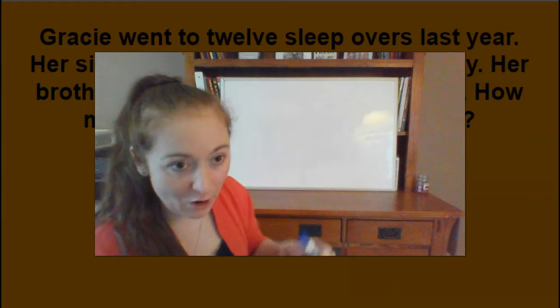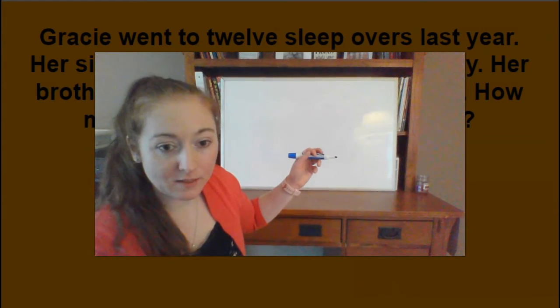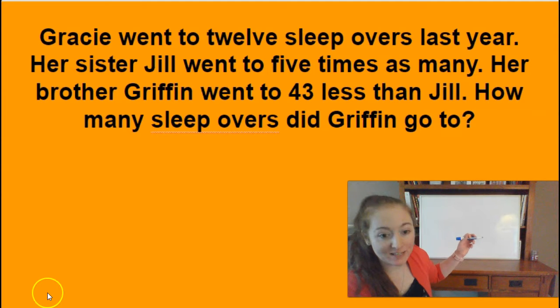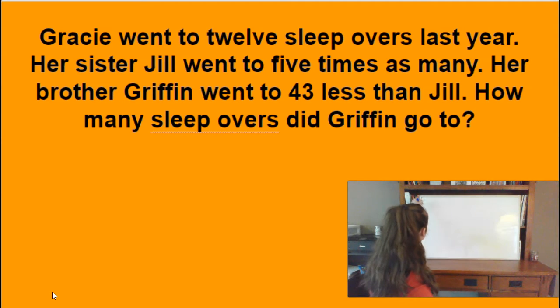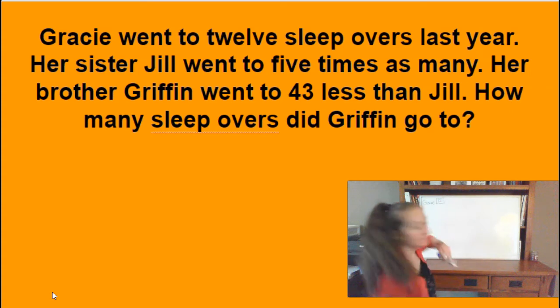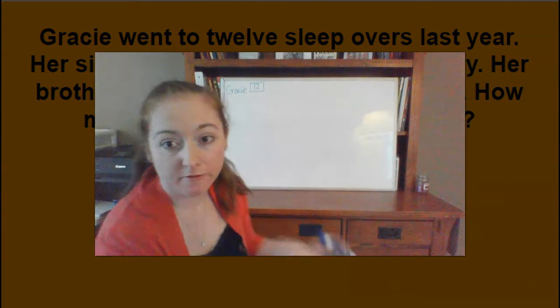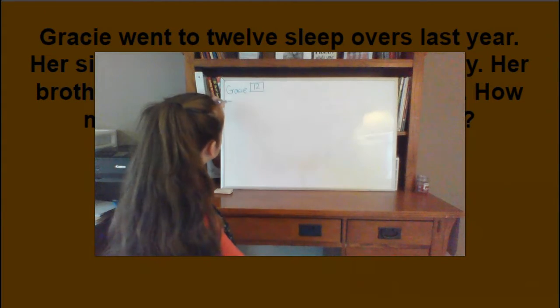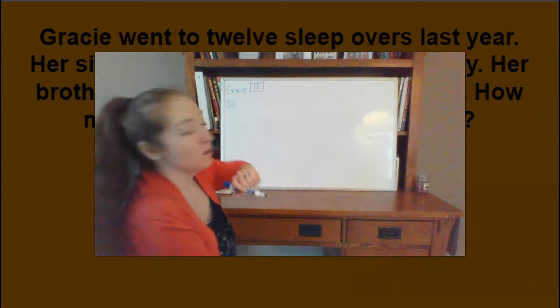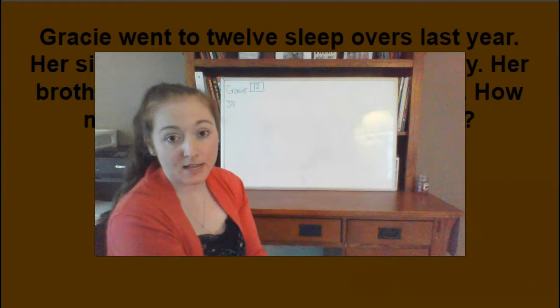So the first thing that we know is that, let's look back at the question because I already forgot. Oh, Gracie. Gracie went to 12 sleepovers. That's our given. So I'm going to put Gracie. And I'm going to put a 12 in there because that's for how many she went to. Her sister Jill went to 5 times as many. Okay, 5 times as many. So now I'm going to write Jill. So we know that's 5 times as many as Gracie.